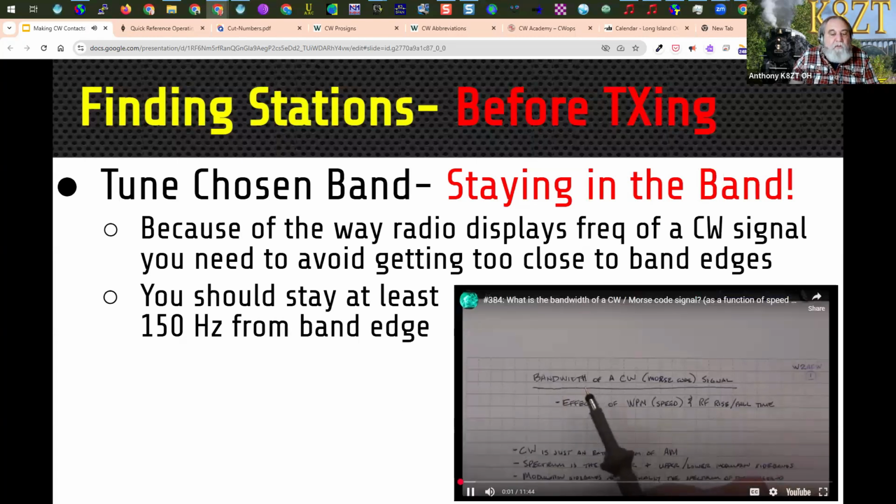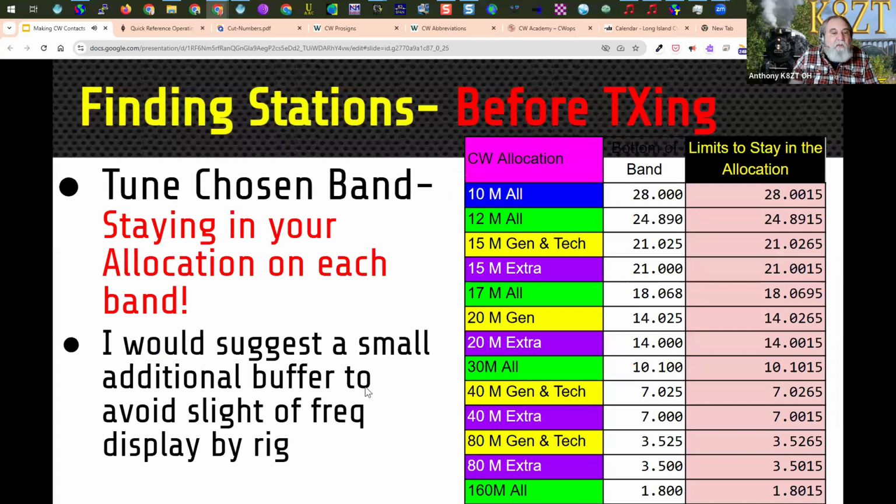In today's video, you can watch it. It's 11 minutes long. So these are the guidelines. If you're operating in 10 meters, don't go lower than 28.0015, and you should be pretty good.